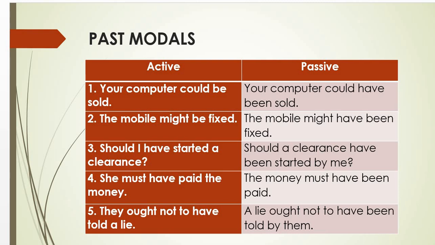She must have paid the money. The money must have been paid. They ought not to have told a lie. A lie ought not to have been told by them. So either of them is for criticizing, for doing something, or for drawing attention. We use modal verbs in the past construction, in passive construction.